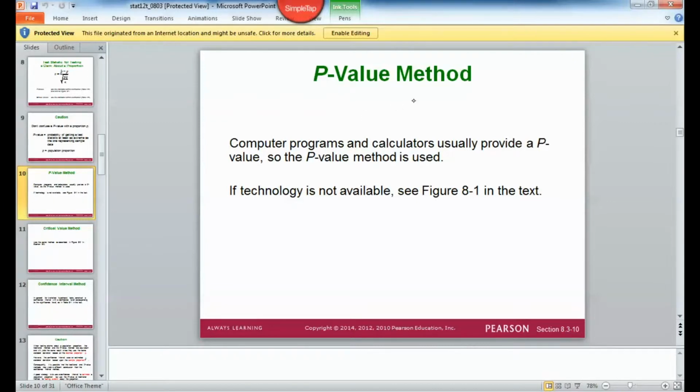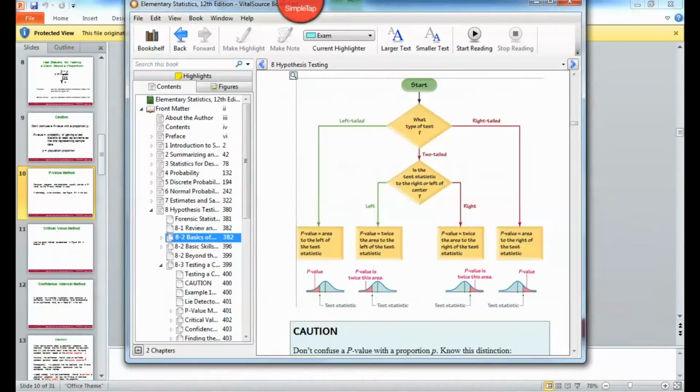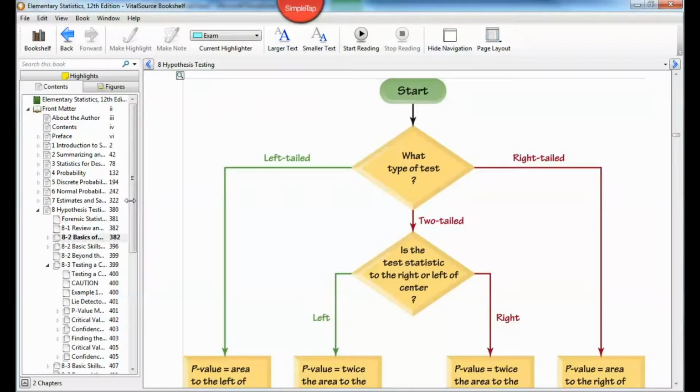Alright, it says computer programs and calculators usually provide a p-value, so the p-value method is used. If technology is not available, see figure 8.1 in the text. Figure 8.1 is that really good table that tells you how to calculate the p-value. So I'm going to pull that up for you real quick. And again, I believe that was covered in 8.2 pretty thoroughly. So here is the table I was talking about. It's in your textbook.